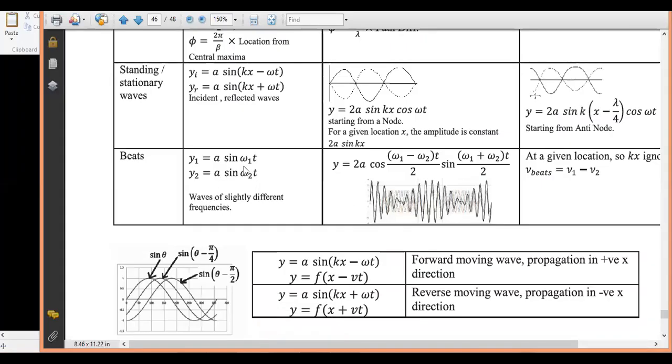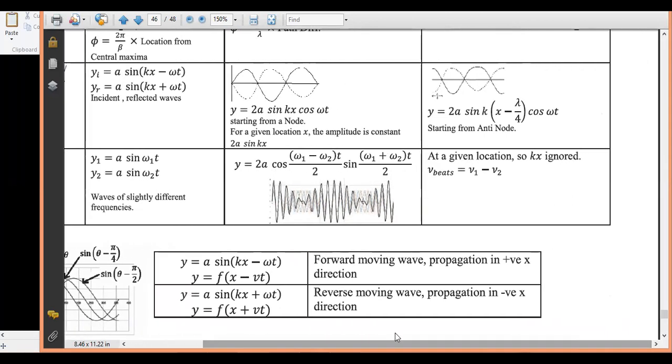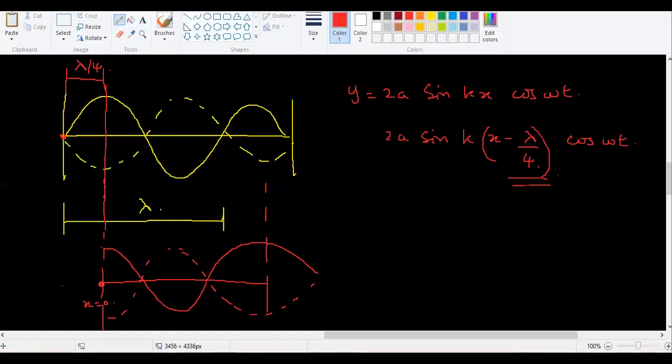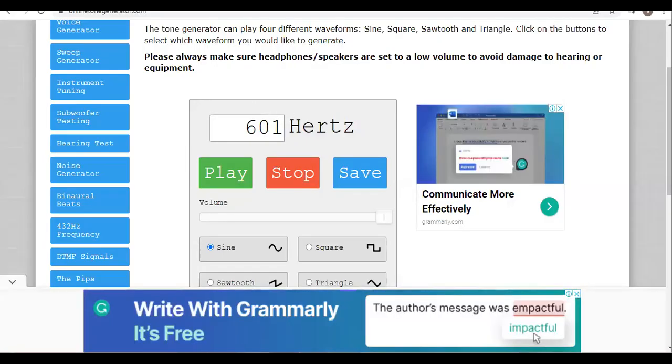So sine omega1 t, sine omega2 t, what does that mean? Slightly different frequencies. Again, use the same formula for y1 plus y2: sine c plus sine d equals 2 sine of (c plus d) by 2 times cosine of (c minus d) by 2, and you will get this. And the frequency of the beats, what I was showing you: if you keep the frequency difference as 1, 600 here and 601 here, you will see for every 1 second there is a rise and fall. But suppose I make it 602, then the rise and fall is very quick, 2 per second.